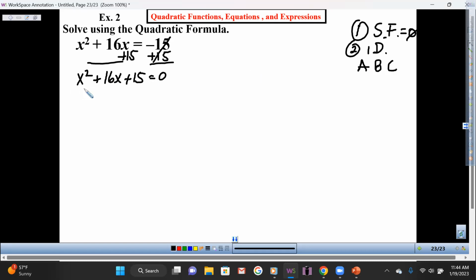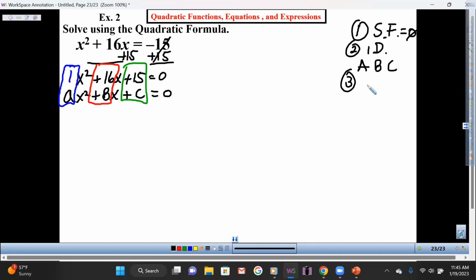So right underneath this one, the standard form equation, ax squared plus bx plus c equal to 0. So with blue, what is A, everyone? What is A? 1, that is correct. What is B? 16. And what is C? 15. All right. Step 3.